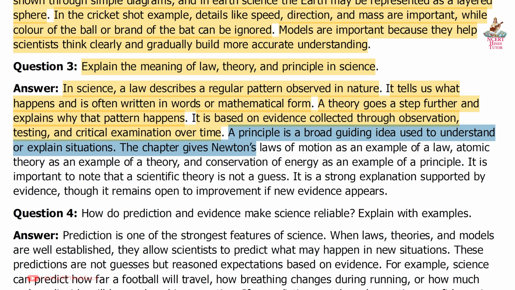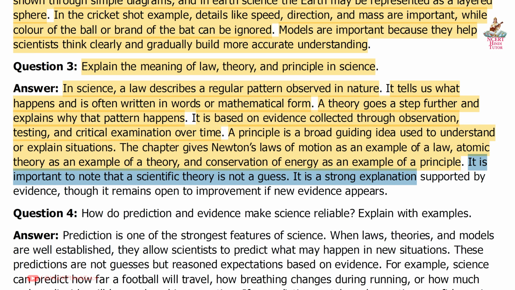The chapter gives Newton's law of motion as an example of a law, atomic theory as an example of a theory, and conservation of energy as an example of a principle. It is important to note that a scientific theory is not a guess. It is a strong explanation supported by evidence, though it remains open to improvement if new evidence appears.